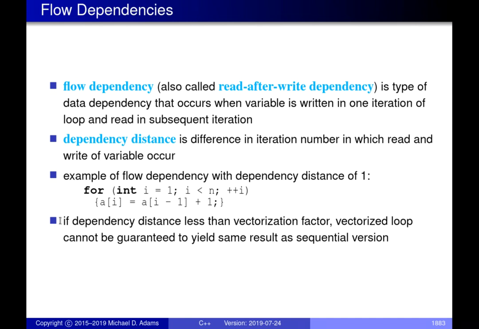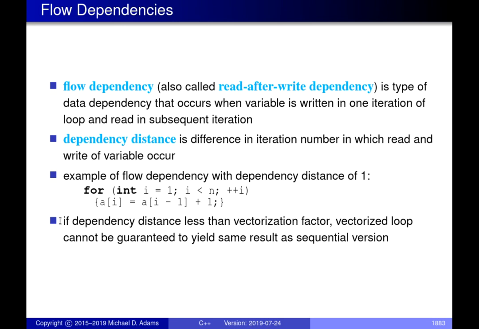And basically, the reason for this is the following. With the flow dependency in our original unvectorized loop, essentially what we have is a value that's being written in one iteration and then read n iterations later, where n is the dependency distance. What's critical here is that the read occurs after the write.